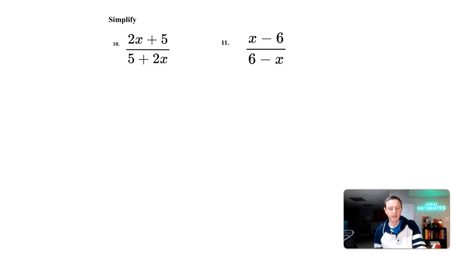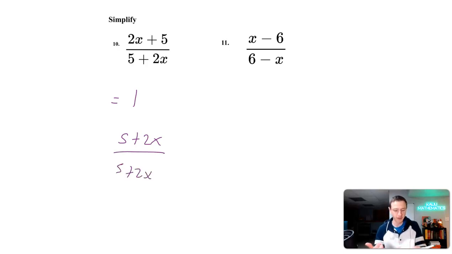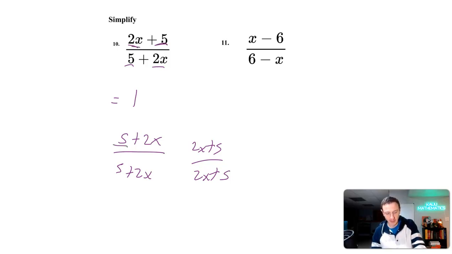Now, in this first scenario, 2x plus 5 over 5 plus 2x, this is going to simplify down to 1. And here's why. 2x plus 5 and 5 plus 2x is the same thing. I could rewrite 2x plus 5 as 5 plus 2x, and I could leave 5 plus 2x as is. And I could do the other way. I can rewrite this as 2x plus 5 over 2x plus 5. They're interchangeable. I can rearrange the terms when it's addition like this because it doesn't change anything. Positive 5, positive 5. Positive 2x, positive 2x.